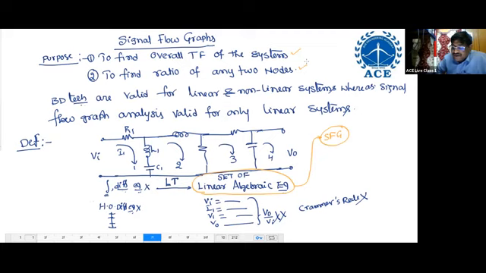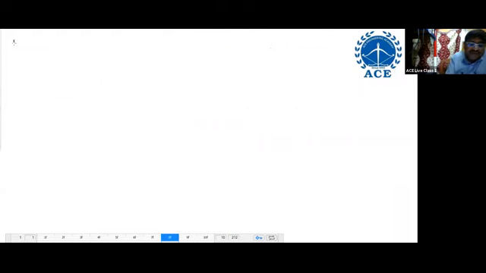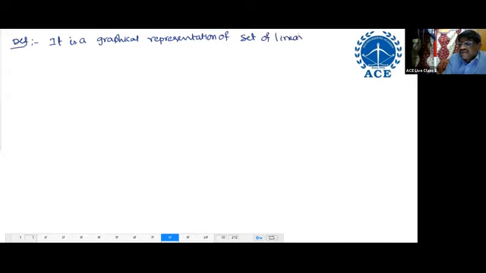So what is the definition of a signal flow graph? It is a graphical representation of a set of linear algebraic equations between input and output.